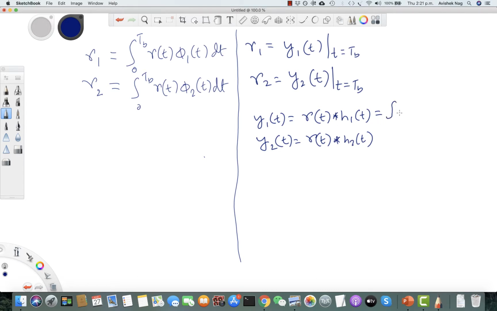Like this, the convolution can be written in this form. Okay, so let's look into this. So your h1(t) is phi 1(tb minus t), right? So I will use this expression here.